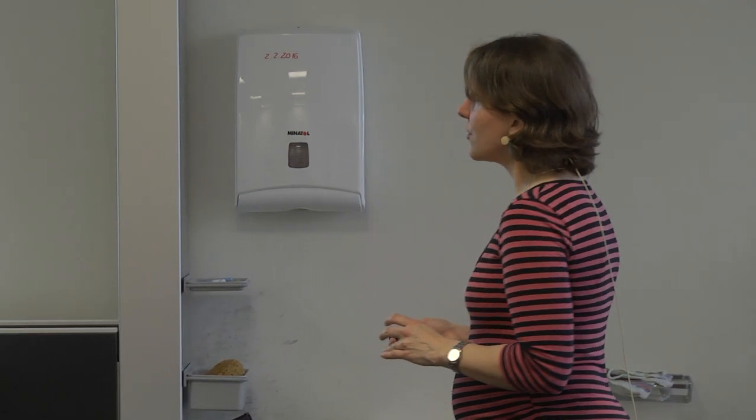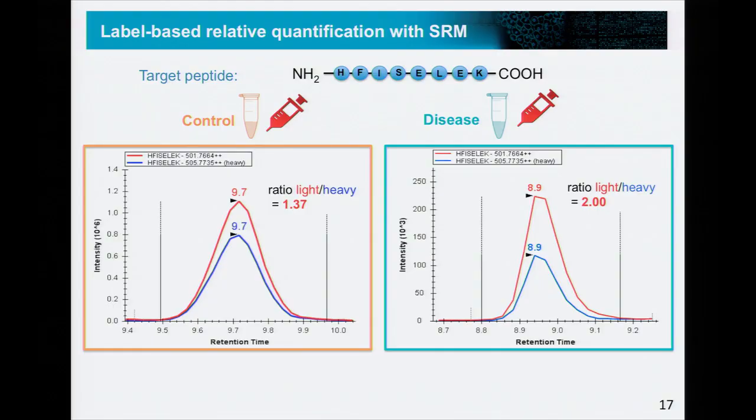Okay, and then I measure these peptides, and now I get ratios for each sample, because I have the ratio between light and heavy in the control and the ratio between light and heavy in the disease, and I get 1.37 and 2 fold as the ratio. And as we have spiked in the same amount of the heavy, these 2 blue curves we know are representing the same peptide concentration.